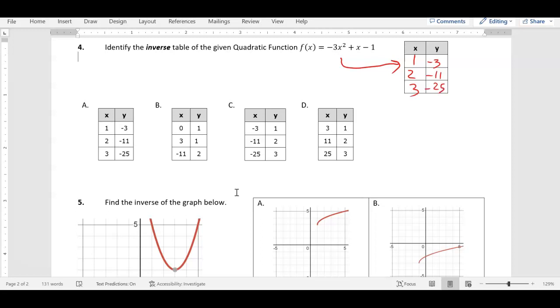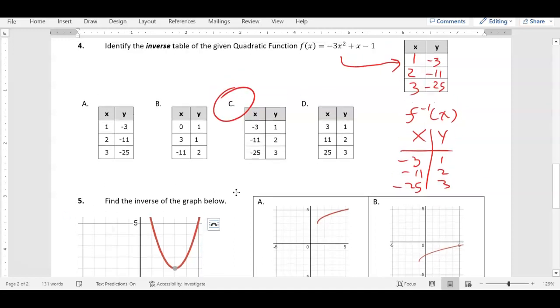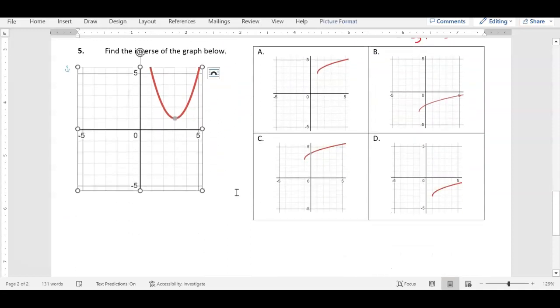Now, which one of these tables is the flipped version? So if I were to flip this around, it would be -3, 1, -11, 2, -25, 3. That best answer is going to be C, if you see how that works. Okay. Don't forget to flip it. Gotta flip it.